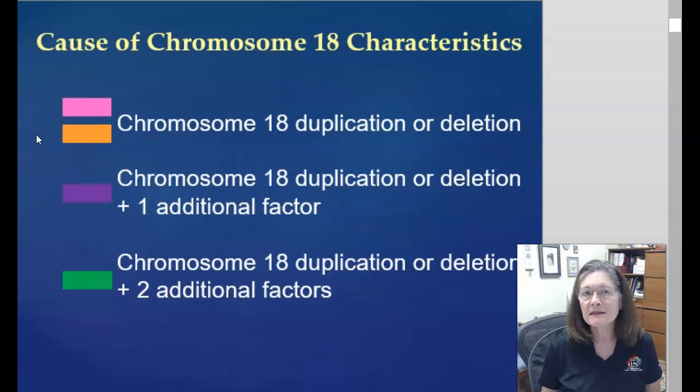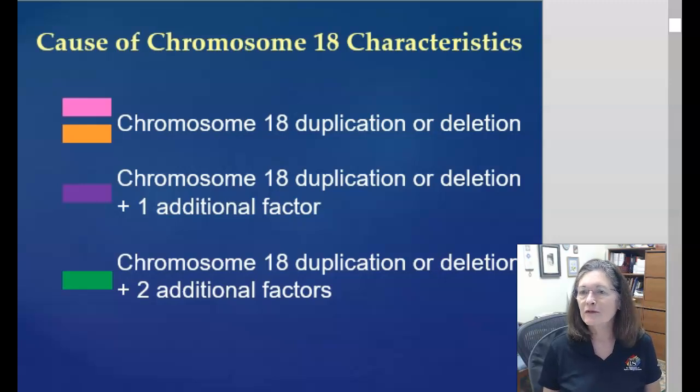But the lower end of that is more like 1 to 4% of people. So they can be very rare. But there are those things that are even more rare. And those are often caused by a couple different mechanisms. And so sometimes they're caused by the chromosome 18 deletion or duplication and one more thing that has to go wrong in order to have that. So they're going to be pretty rare. And sometimes there are those conditions that are caused by the chromosome 18 condition and 2 or more other factors.